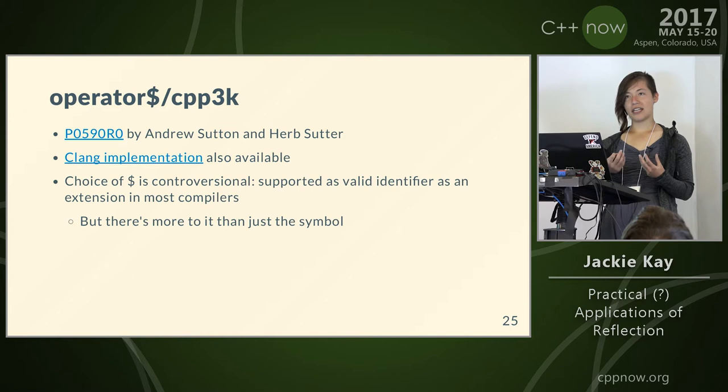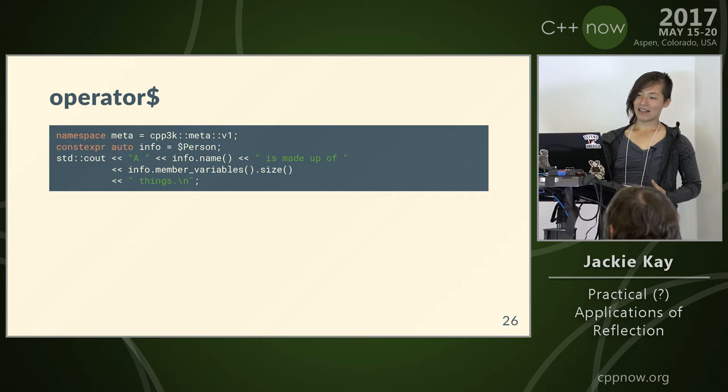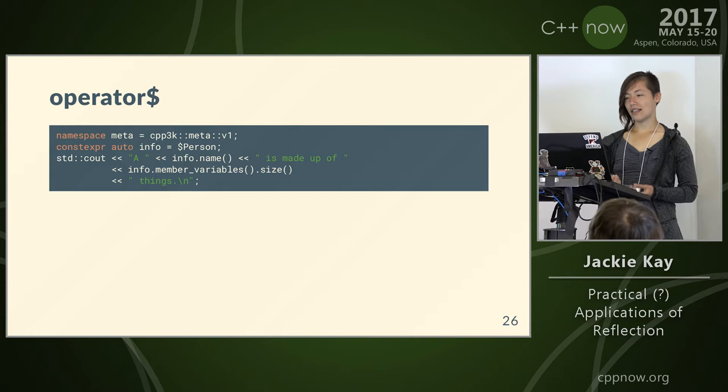Okay, the dollar sign is one part of that, because it's just one character, but some people complain it looks like Perl. This is what using it looks like, which I consider more important. You use the dollar sign to reflect on a type, and that gives you a constexpr value back. And you query that using value semantics. So you can use metainfo.name to get the array as a const char star. You can do dot member variables, and that gives you this sequence. It's not a tuple, it's something different. And then you can query the size of that.